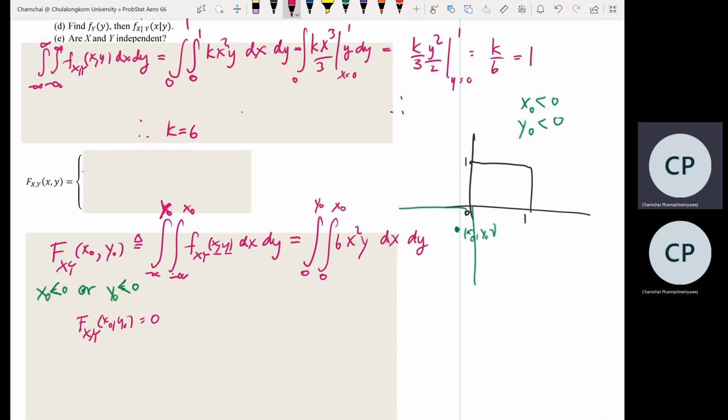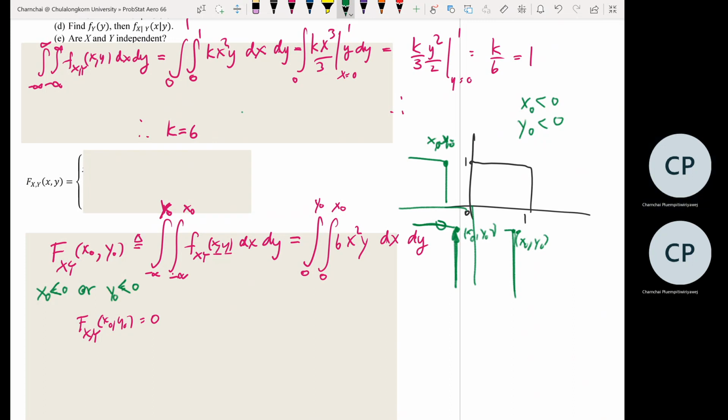Because it's right here. If x naught is here, y naught here, there is nothing to integrate. You have to integrate from negative infinity up until x naught, over here, or y naught, right here. Nothing to integrate, because the curve above it is 0.